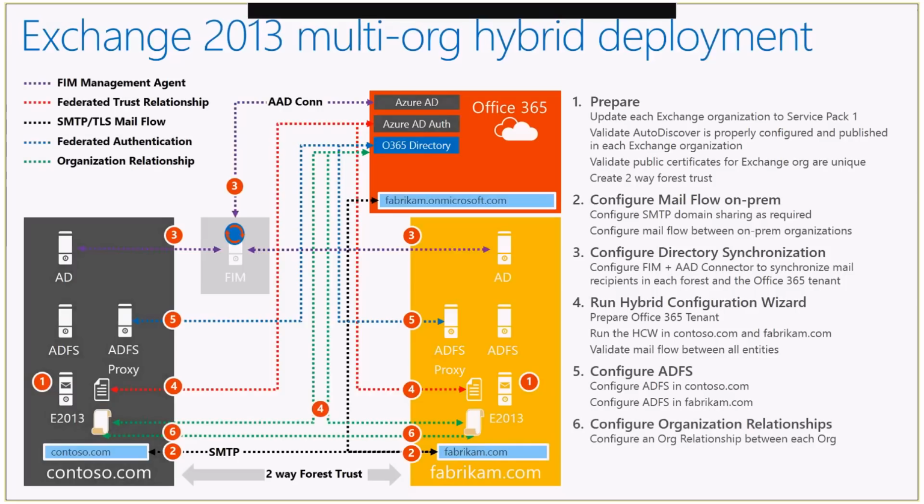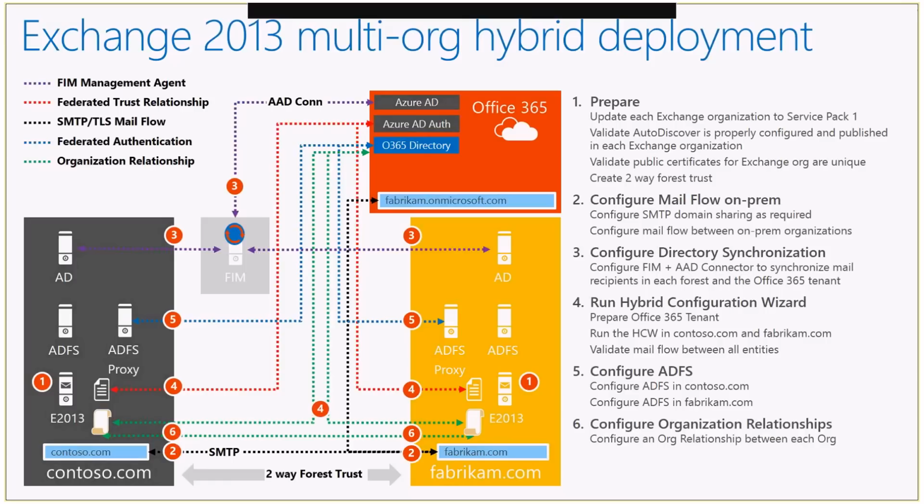The other thing to note is org relationships. Typically, when you run the HCW, it would create org relationships for you. But one of the org relationships it doesn't create is the org relationship between the Contoso on-premises environment and the Fabricam on-premises environment. So if you want free/busy to work between those two on-premises forests, you would need to create an organization relationship between these two. Similar to how you have to configure your own mail flow, you'd also have to configure the org relationships there. If you didn't care about free/busy working between the two, then you wouldn't need that.